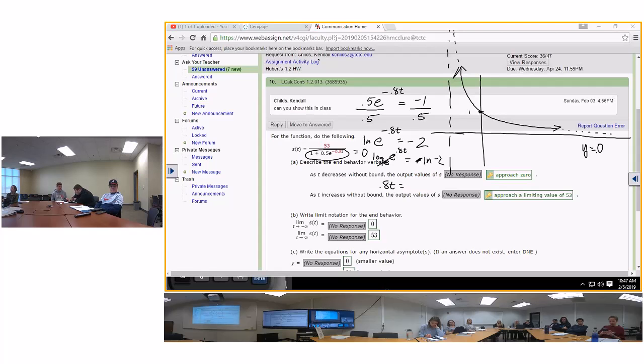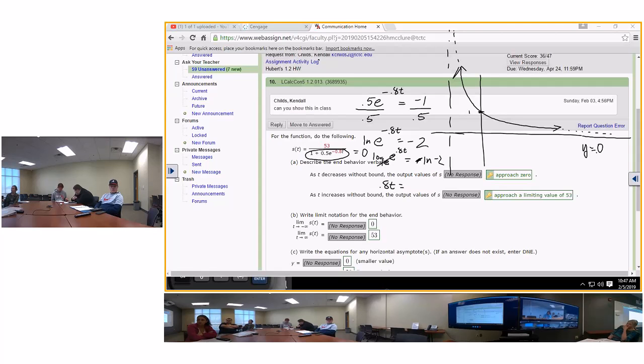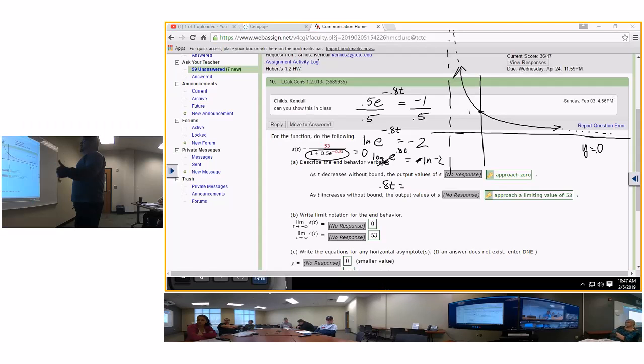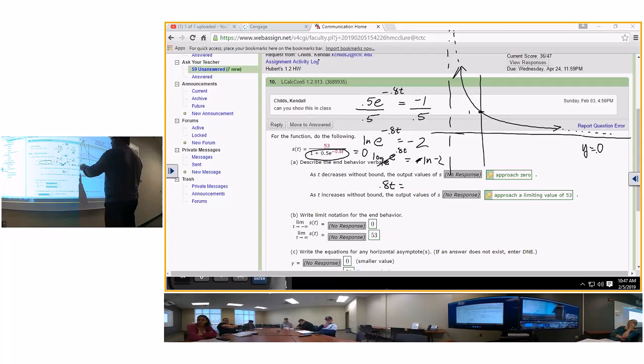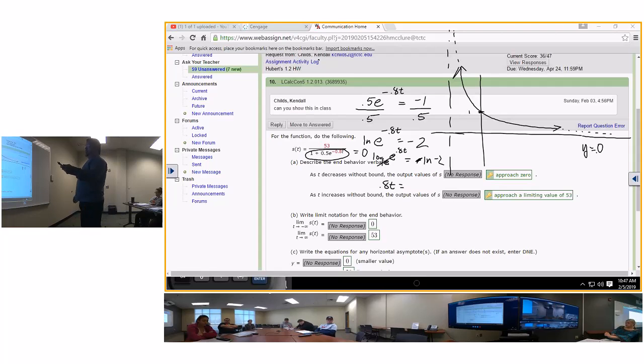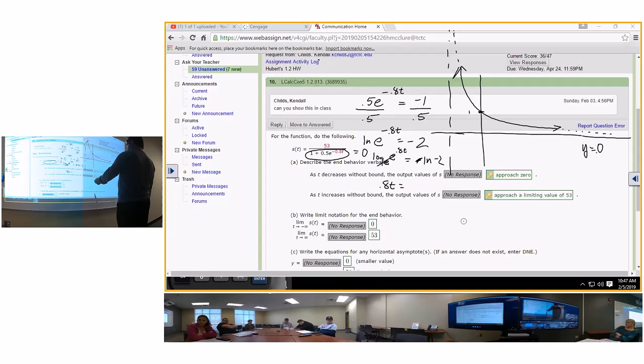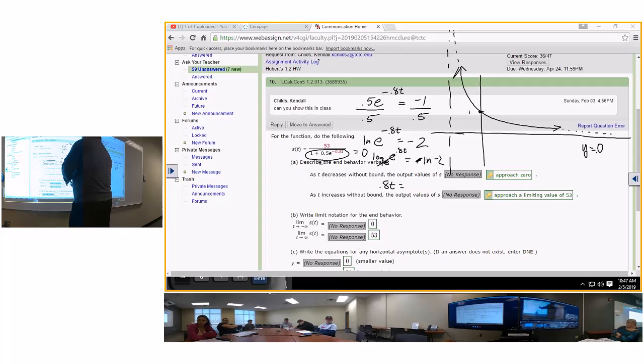I thought you couldn't use it. What does the calculator give you when you take the natural log of negative 2? Error. It says error. I've got an error in there somewhere. It's supposed to be a positive 2, and then you divide by 0.8. But we haven't done that. We're not doing that yet. They shouldn't be asking you that. As t increases without bound, the output values of s approach the limiting value of 53. Yeah, because this goes to what? What does this go to?